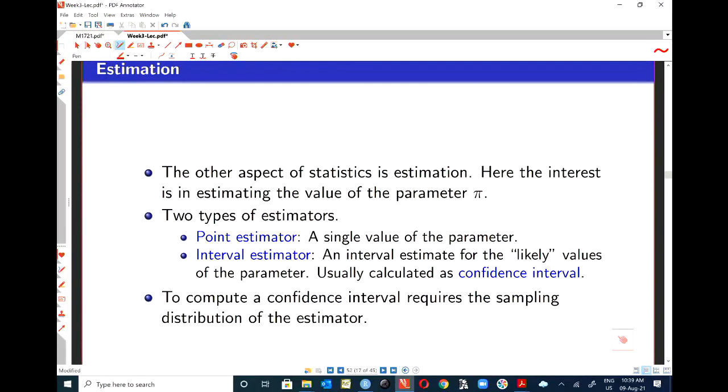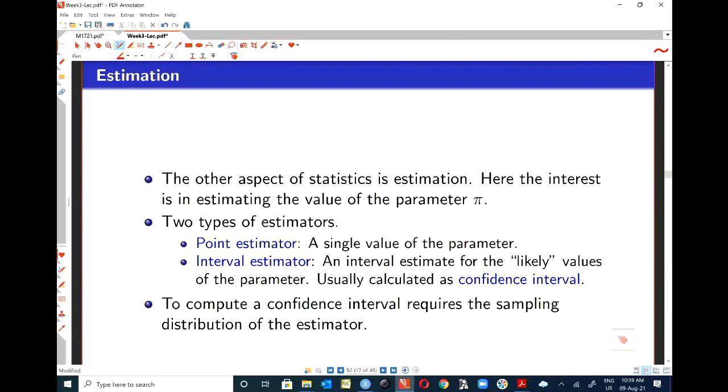That was hypothesis testing. Estimation looks at trying to obtain values for the parameter pi. There are two kinds of estimators. One is a point estimator, where you get a single value for the parameter, and the other is an interval estimator, where I can get an interval here, and this is mostly called a confidence interval, and essentially this is the sort of likely values of the parameter.